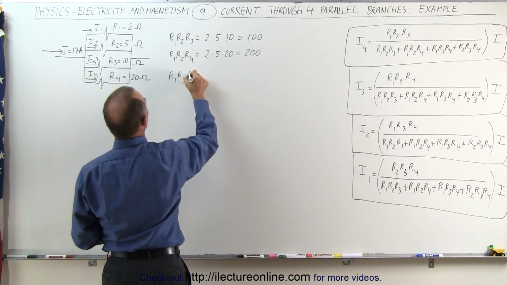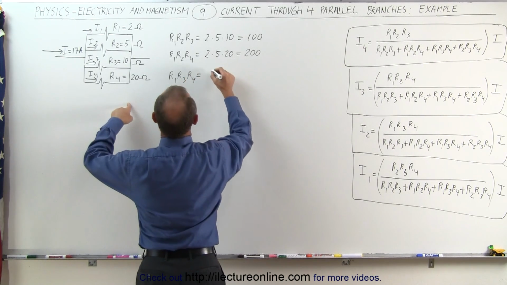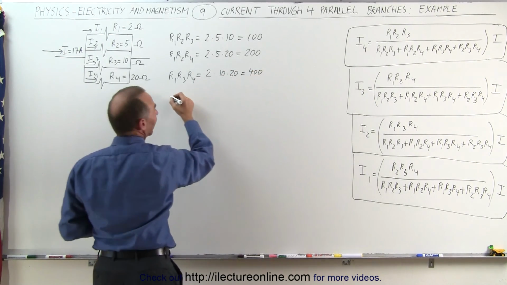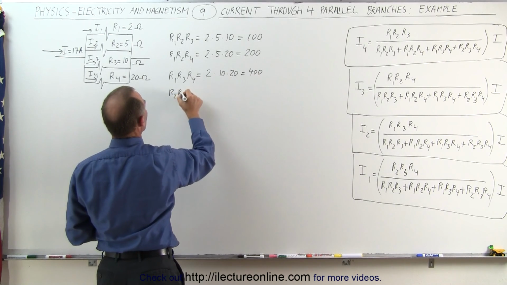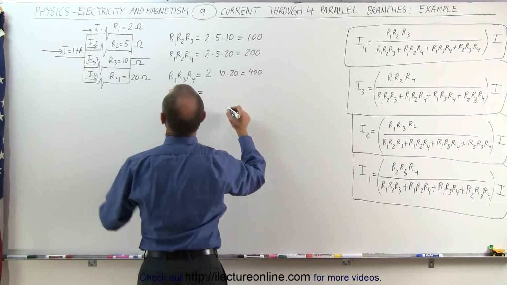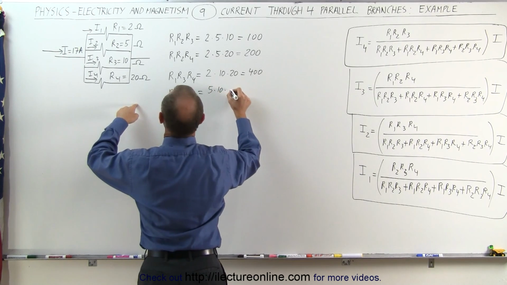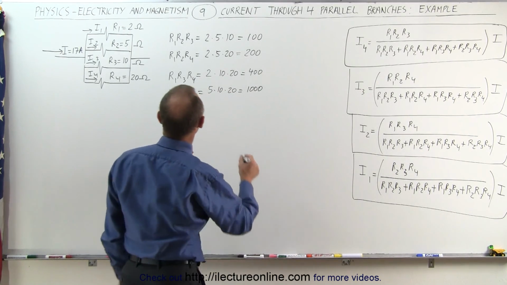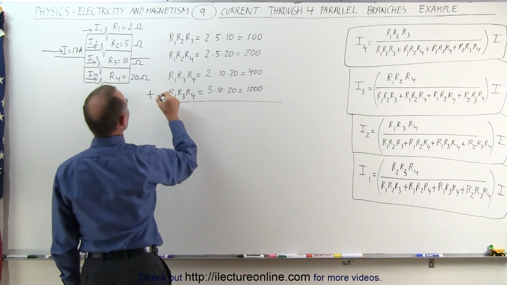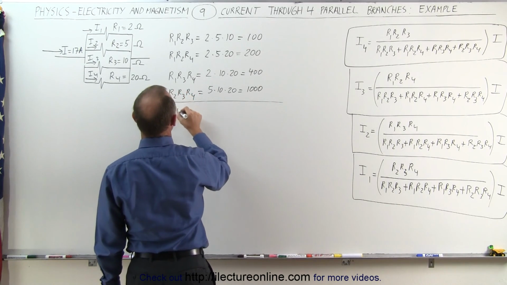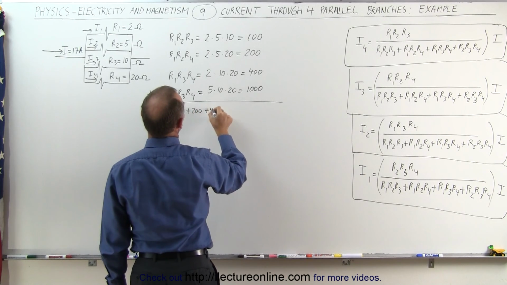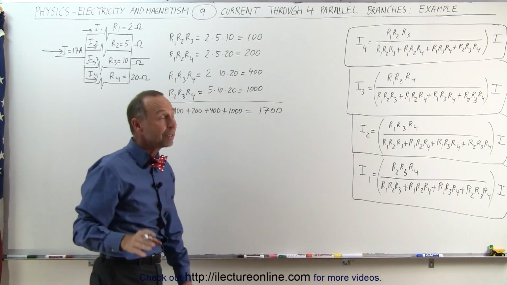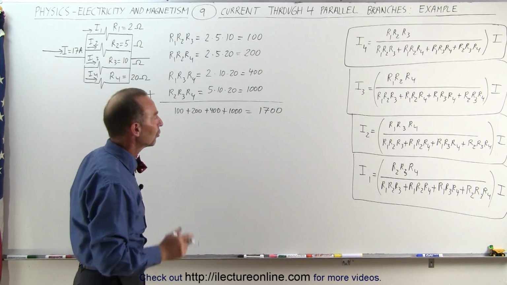Next we have R1, R3, R4, which is 2 times 10 times 20, equal to 400. And finally, R2, R3, and R4, which is 5 times 10 times 20, equal to 1,000. When we sum them together, we get 100 plus 200 plus 400 plus 1,000, which is 1,700. That means the denominator of each of those 4 fractions will be 1,700.